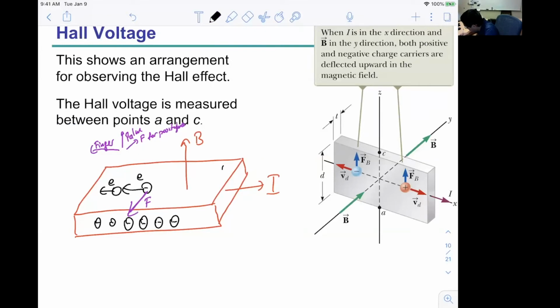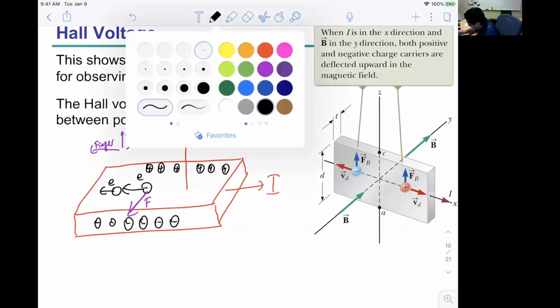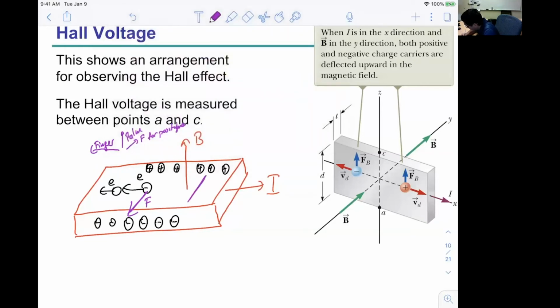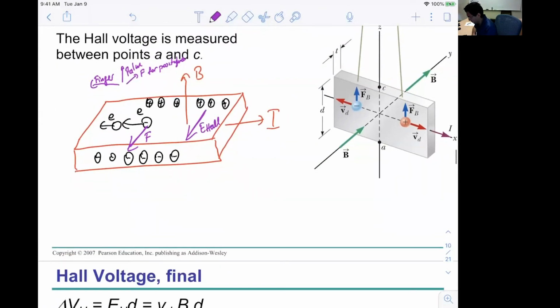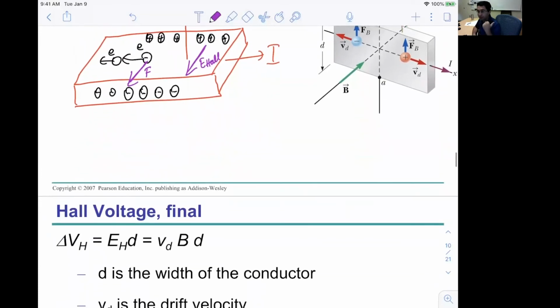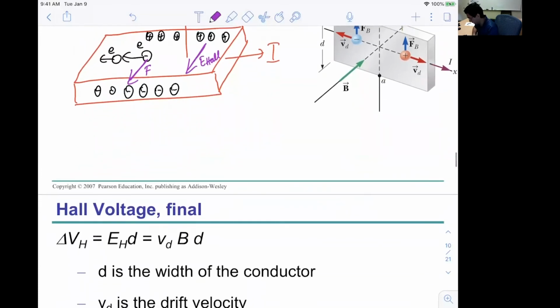On the other hand, you will have positive charges at the other side. So this will create some Hall voltage or Hall electric field. You can call it electric field or Hall voltage, and you can measure this voltage by using a voltmeter connecting these two ends. The most important thing is that the Hall effect is perpendicular to the magnetic field and the current.